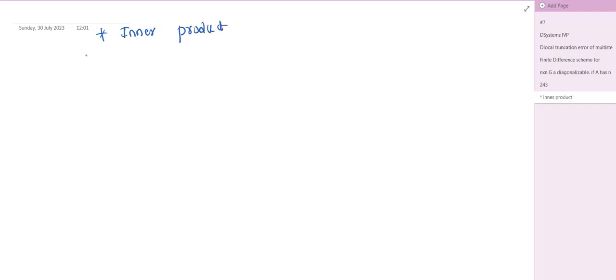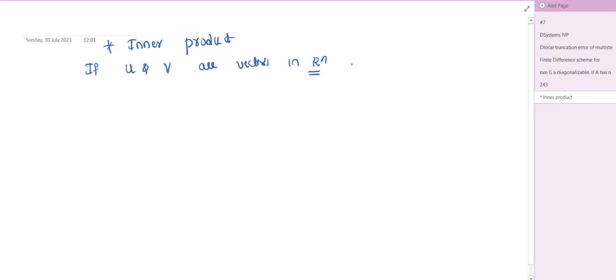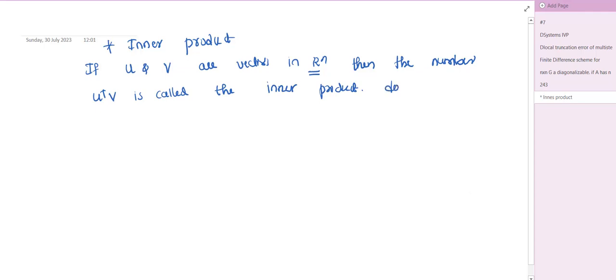So the definition says that if U and V are vectors in Rn. So here you can see U and V both are vectors in Rn, in the same dimension. Then the number U transpose into V is called the inner product. It's also called the dot product.